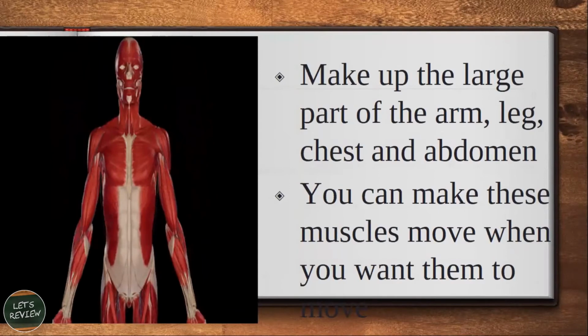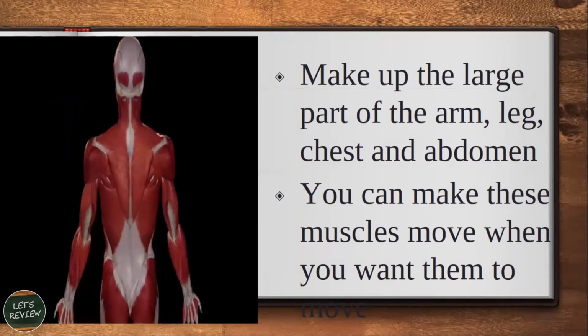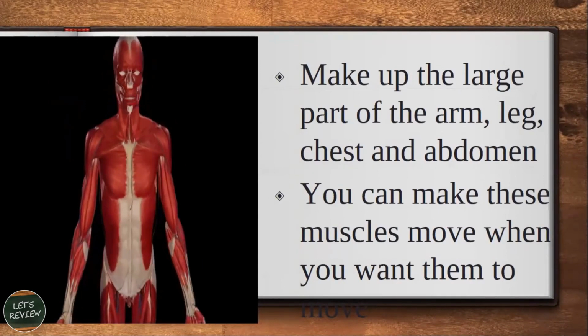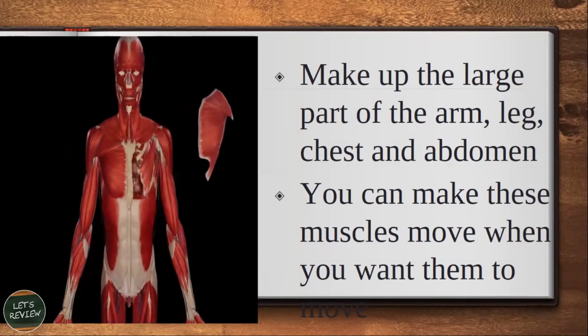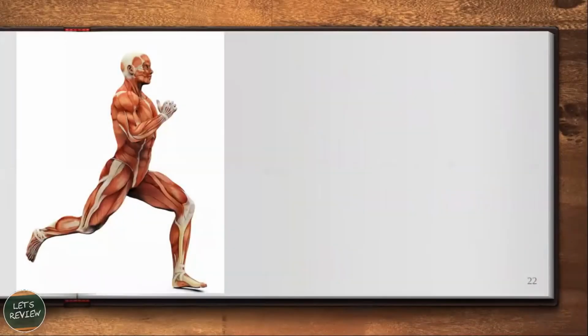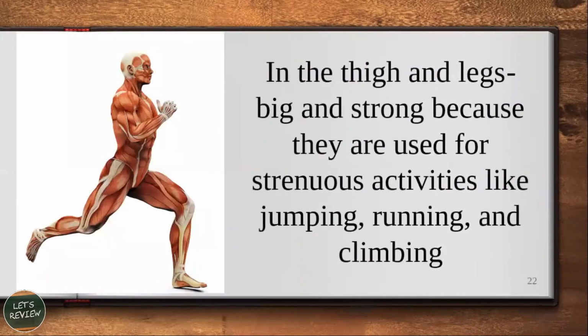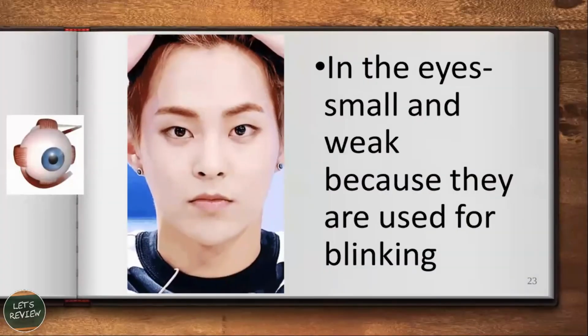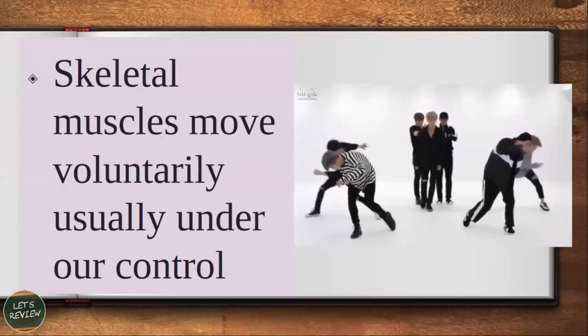It makes up the large part of the arms, legs, chest, and abdomen. You can make these muscles move when you want them to move. So in the thigh and legs, there are big and strong muscles. They are used for strenuous activities like jumping, running, and climbing. While in our eyes, they are usually small and weak because they are only used for blinking.